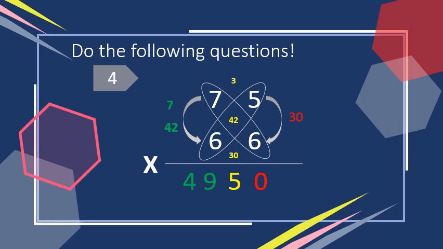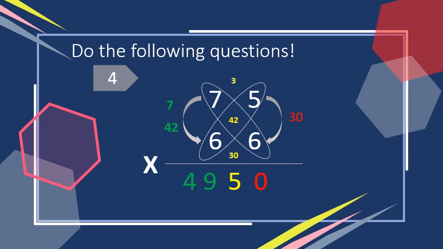The result we can put under the 42. That is 30. Look at the yellow numbers. We add all. 42 plus 3 plus 30. And the result is 75. We only write 5 for the ones number. And for the tens number, we save it. We are saving it beside number 7.